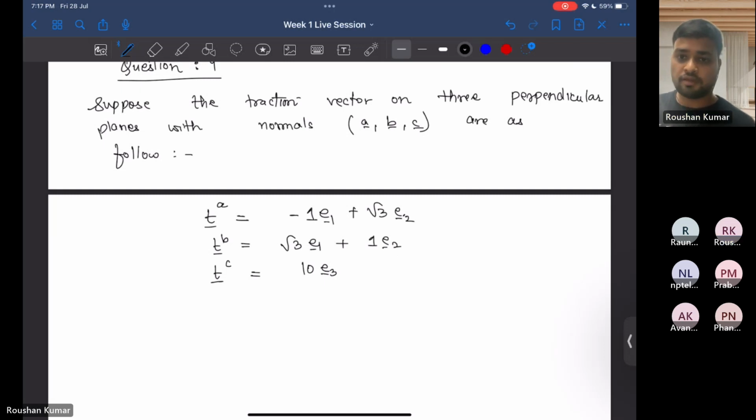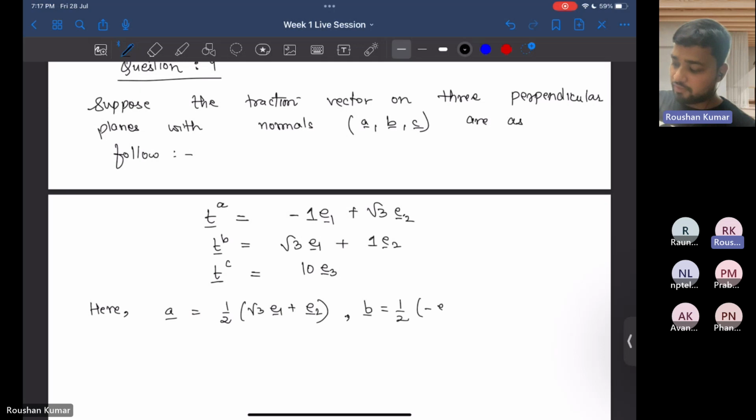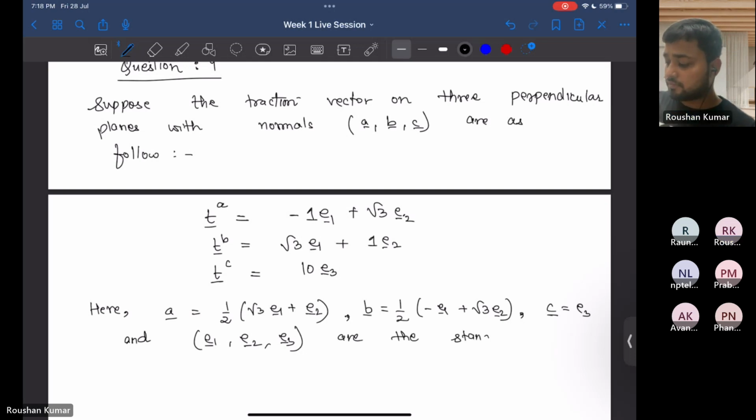Next, I'm going to explain what the question actually is. Here the normals of plane A, plane B and plane C are defined as: A is given by 1/2 (√3 e1 plus e2), B is given by 1/2 (-e1 plus √3 e2), and C is equal to e3. Where e1, e2, e3 are the standard bases in the Cartesian coordinate system.